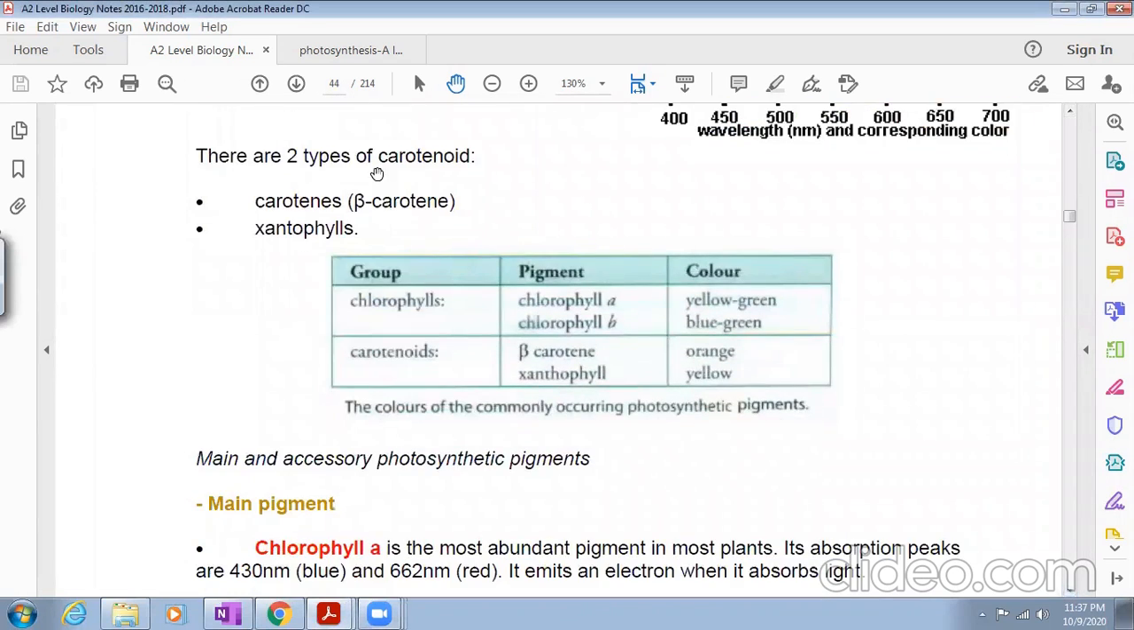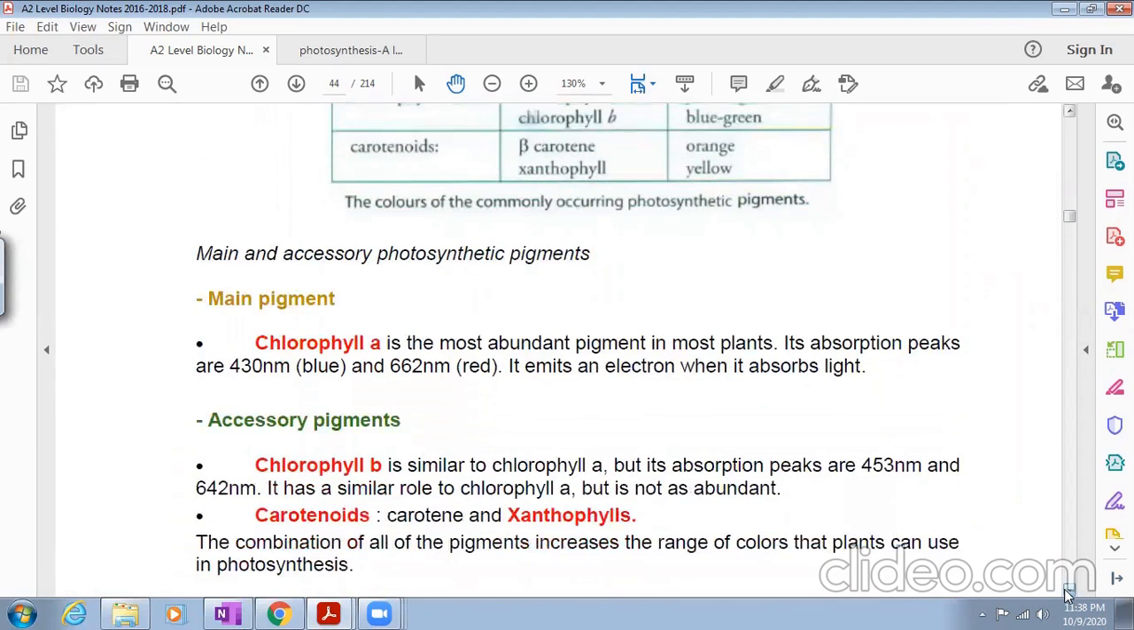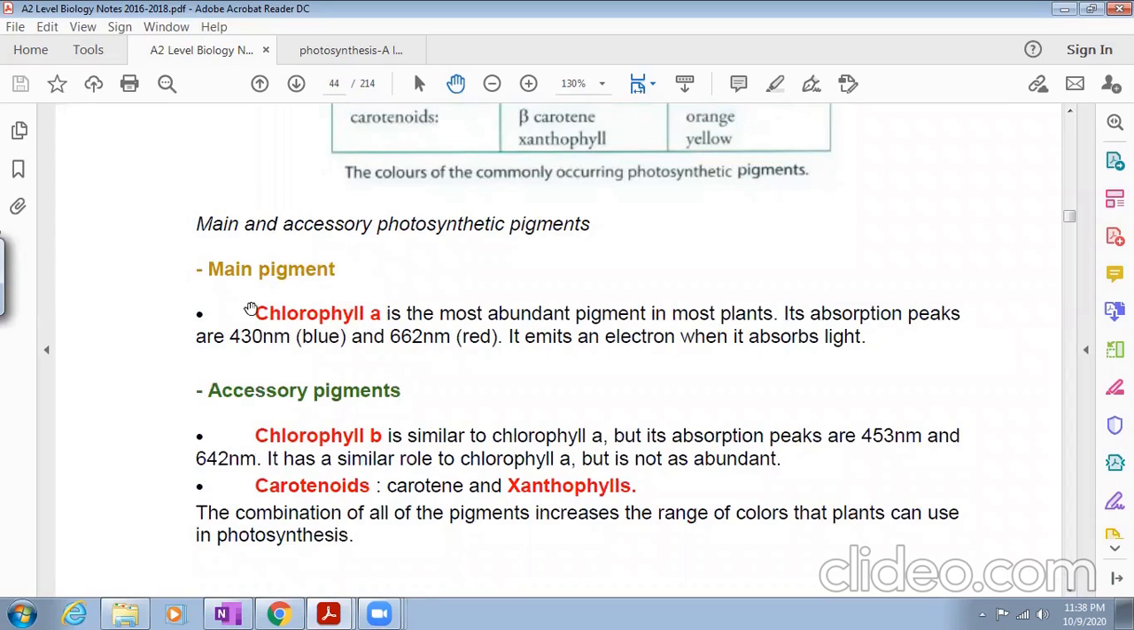All right. So there are two types of carotenoids, carotene and xanthophyll, right? Beta carotene and xanthophyll. The color of beta carotene is orange, xanthophyll is yellow, and for chlorophyll, chlorophyll A and B, chlorophyll A is yellowish green, and chlorophyll B is blue green. Am I clear? So the main and necessary photosynthetic pigment we have is chlorophyll A. This is the primary pigment from where the electron will get excited. Right, it is the most abundant pigment in most plants.